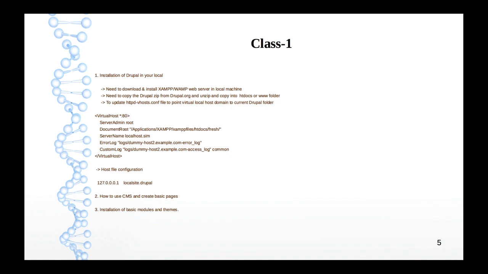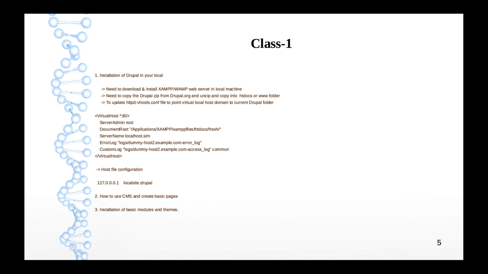Regarding the installation, what you need to do is first install your web server. The web server comes in the form of LAMP or WAMP. LAMP is supported on Linux-based operating systems. After that you need to download the zip from drupal.org. If you are installing Drupal 6, you need to download the Drupal 6 version. If you are interested in working with Drupal 7, you will download Drupal 7, and if you want Drupal 8, you can also download that from drupal.org. Then unzip it and copy it into your htdocs or www folder.